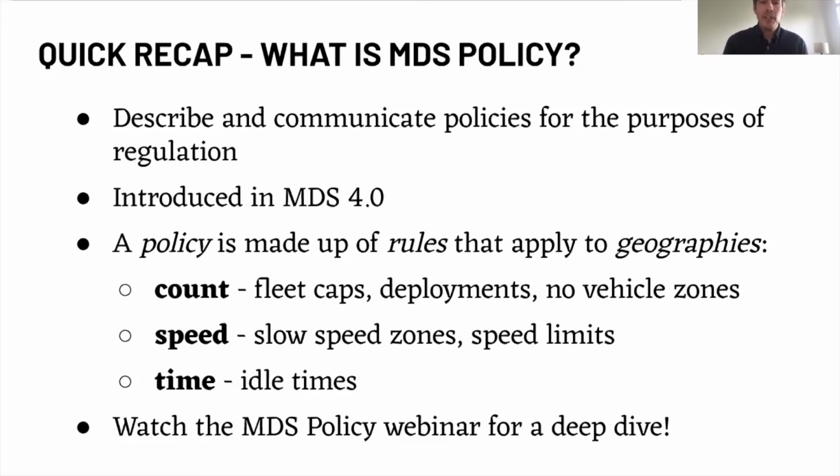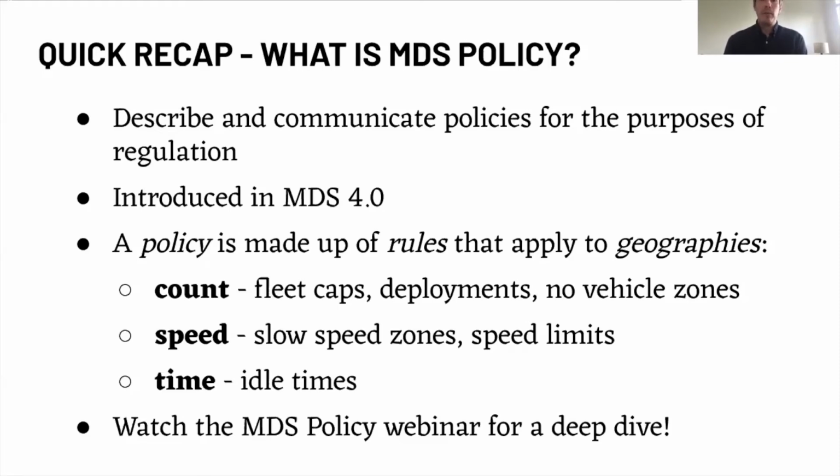A policy is made up of rules that apply to a geography. And so there's a variety of rule types that are very, very expressive. I'll speak to a few here. The first one is around the count rule. So with the count rule, you can apply and describe rules around fleet caps, deployment requirements.